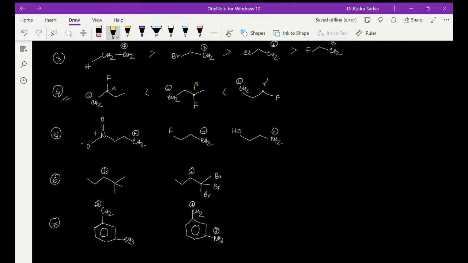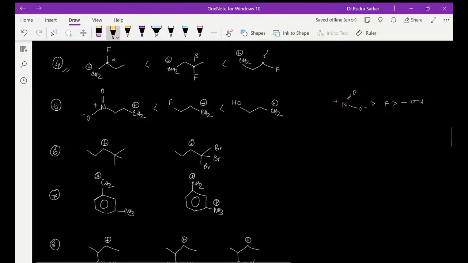Question number 5. The third position is substituted with electron withdrawing groups or minus I groups. If you compare the inductive effect of a nitro group, that is going to be more than that of the fluorine, which is going to be more than that of the OH group. So that way our stability will be the third molecule more stable than the second, which is more stable than the one.